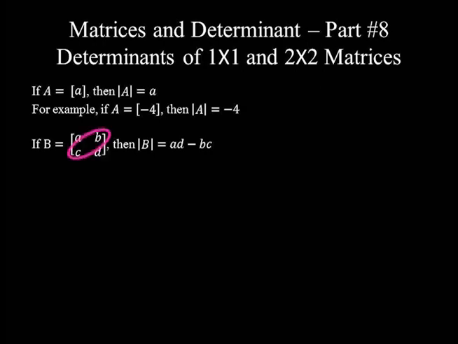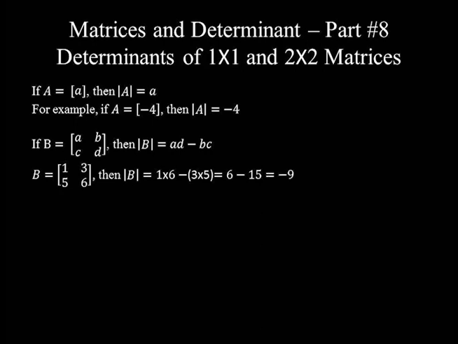For example, if matrix B equal to this 2 by 2 matrix, then determinant of matrix B equal to the product of the elements of the main diagonal, that's 1 times 6, minus the product of the remaining two elements, that's 5 times 3, which is equal to 1 times 6 is 6, minus 3 times 5 is 15, 6 minus 15 is -9.